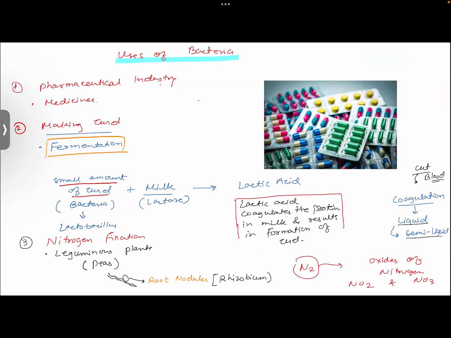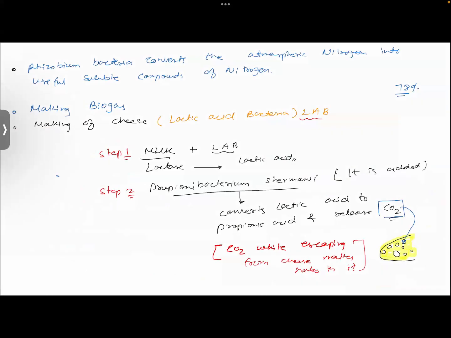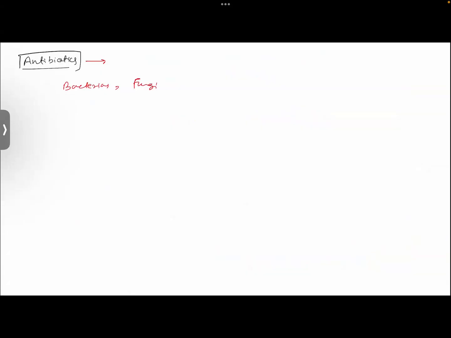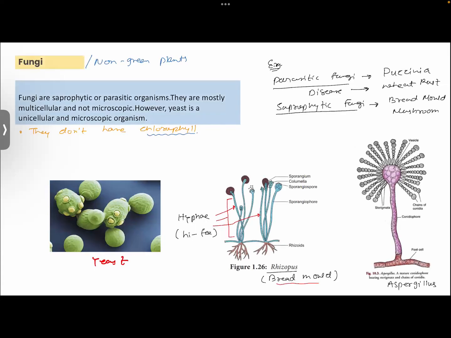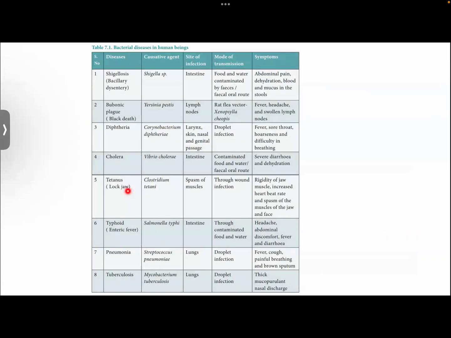We learned about some of the uses of bacteria also, like in the pharmaceutical industry, in making curd, in nitrogen fixation. Some bacteria are helpful in making biogas. It is important in making cheese, and for making antibiotics also it is important, right? Then we also learned that they are known to cause several diseases. There was this list of diseases.